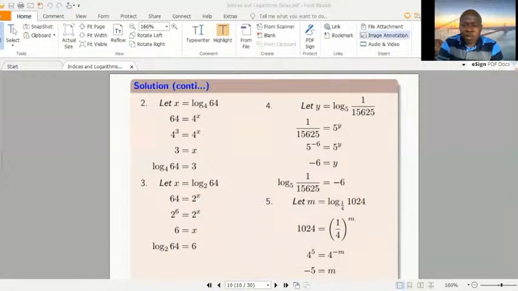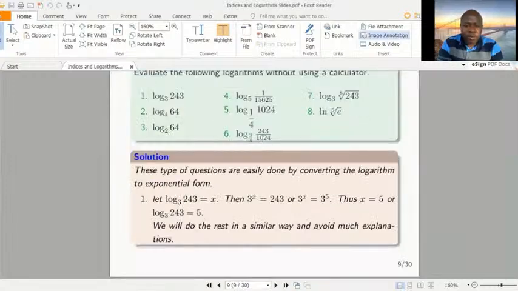Now, have we exhausted the question so that we look at the next one? Oh, the question is not exhausted. We are at number 5. We still have number 6, 7, and 8. Let's just look at number 6, 7, and 8.